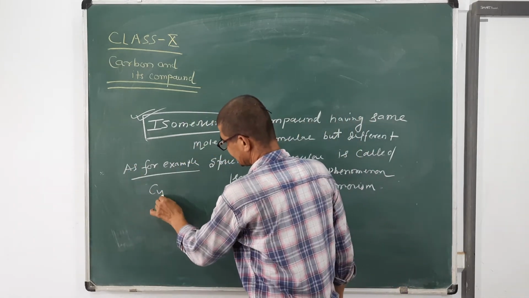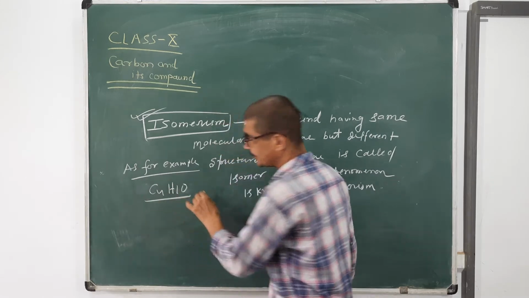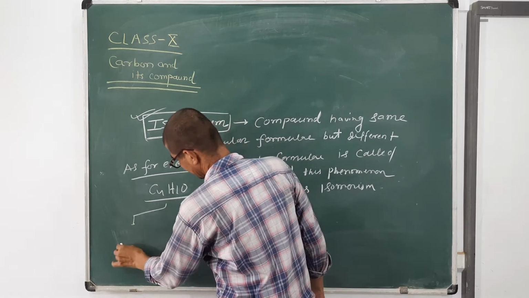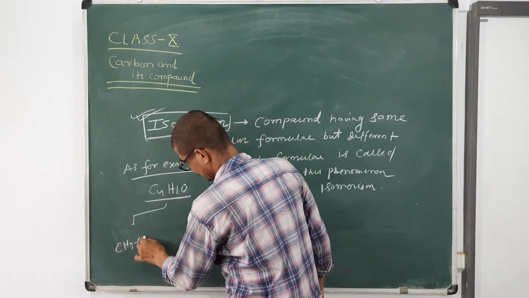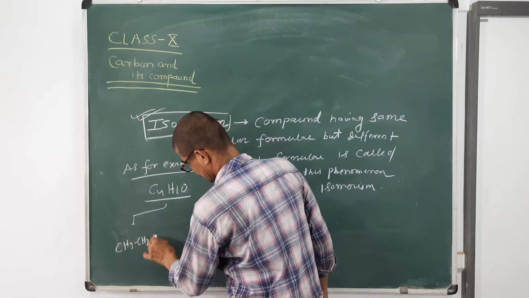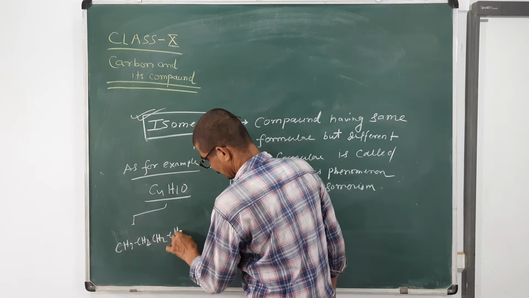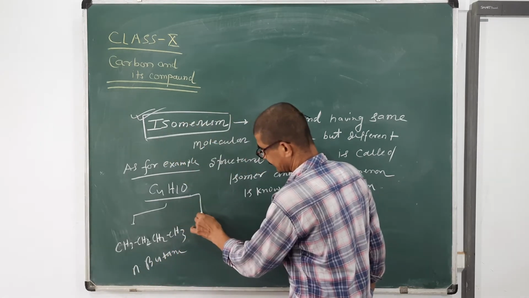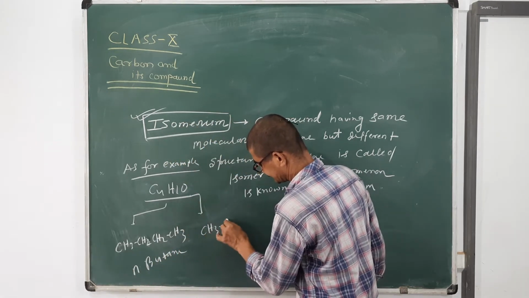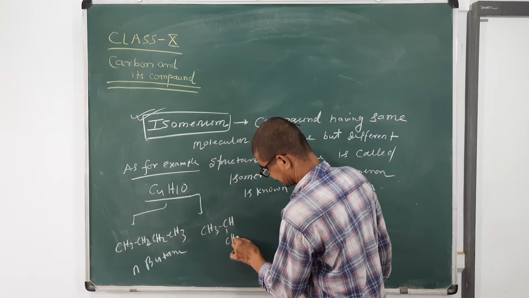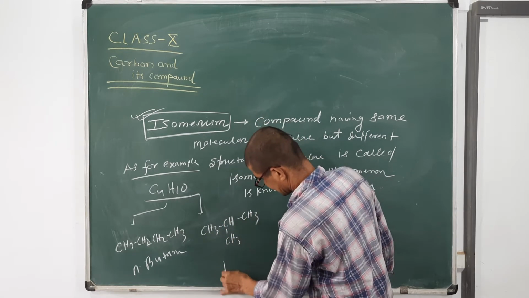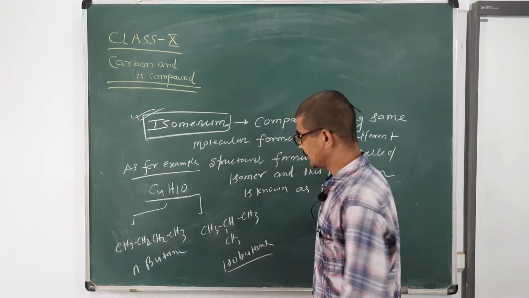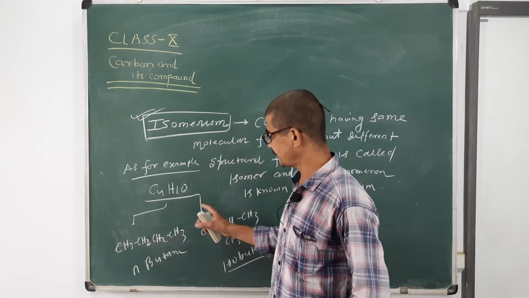Butane, C4H10. How many isomers are possible from butane? There are two isomers for butane. One is normal butane, another is isobutane. So compounds having the same molecular formula but different structural formula.